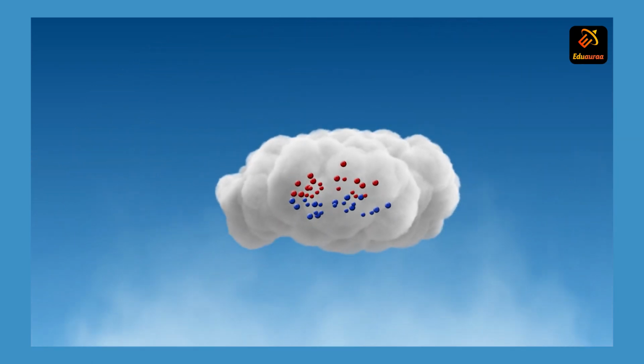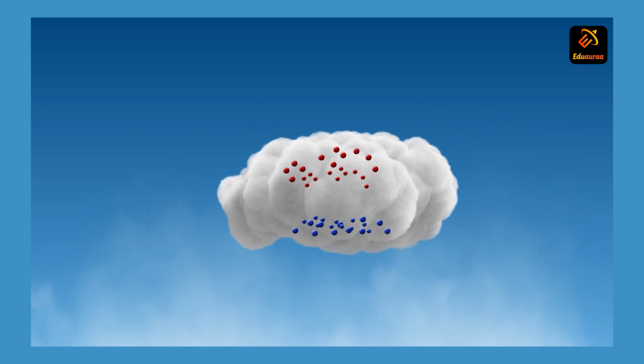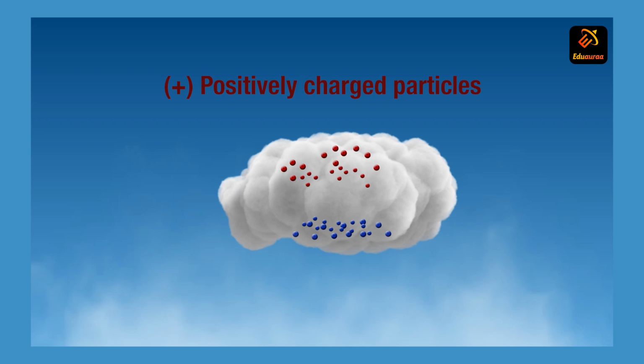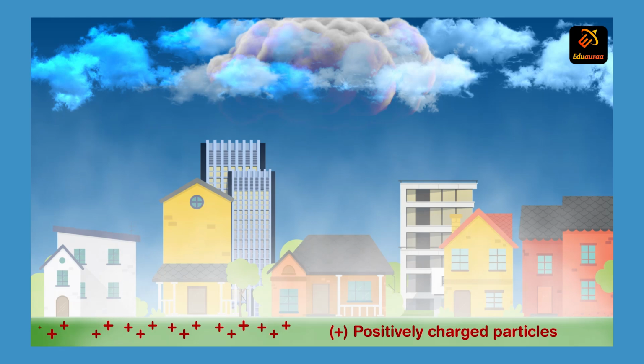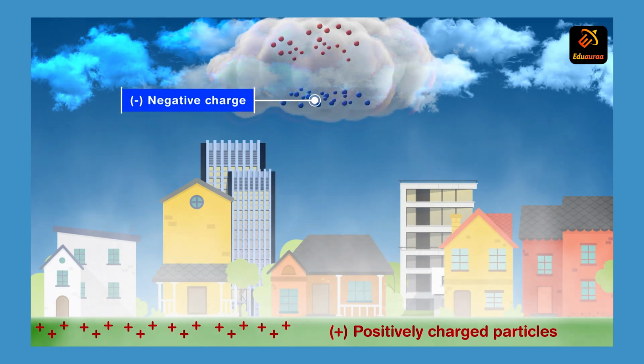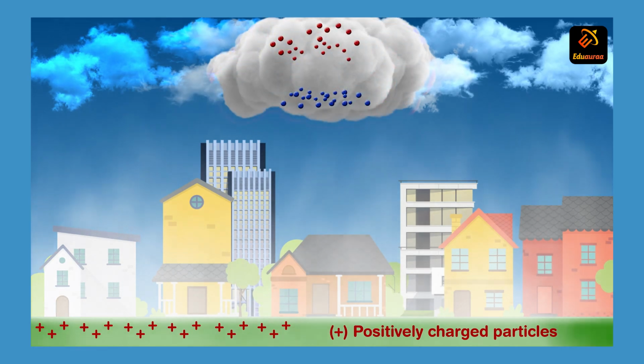The lighter droplets get accumulated at the top of the clouds. They acquire a net positive charge, whereas the heavier droplets acquire negative charge and get collected at the bottom of the cloud. As a result, there is a net negative charge between the clouds and the ground. Due to this, the clouds try to induce a positive charge on the earth.